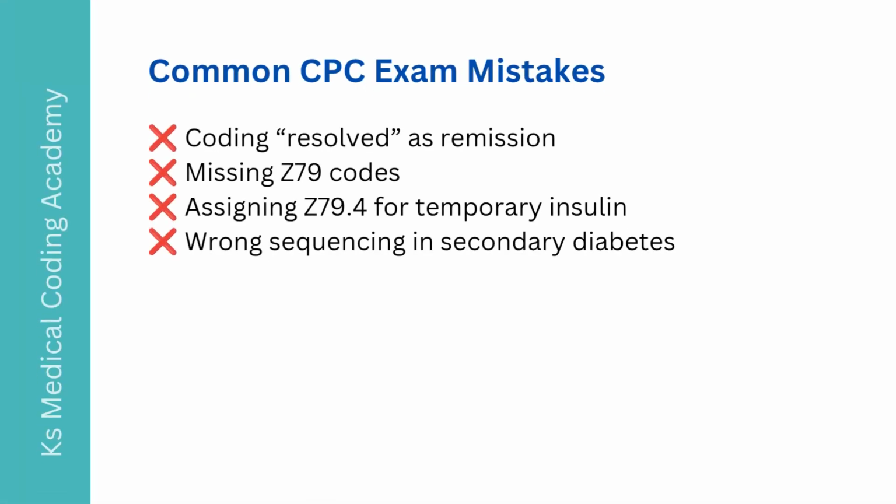Common exam mistakes. Avoid coding resolved as remission. Do not forget Z79 codes. Do not assign Z79.4 for temporary insulin. Always check sequencing in secondary diabetes.